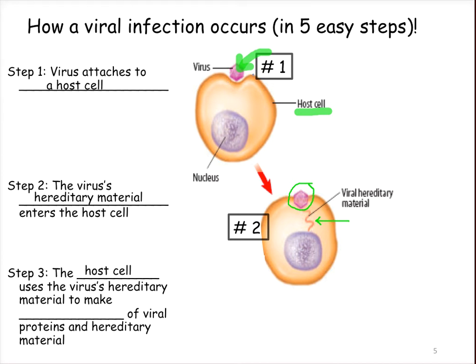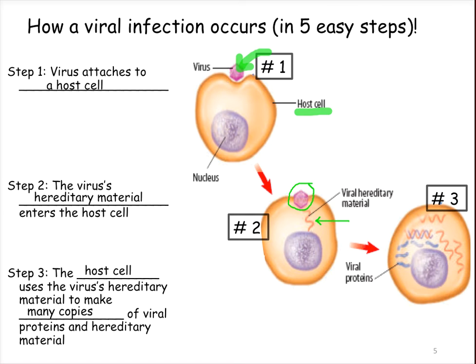Next, the host cell will use the virus's hereditary material to make many copies of the viral proteins and the viral hereditary material. The host cell will do this unknowingly. It cannot recognize the difference between its own hereditary material and the virus's hereditary material. And so it just goes along following whatever hereditary instructions happen to be present in the cell. In this way, the host cell is unfortunately doing the work of making virus parts for the virus.